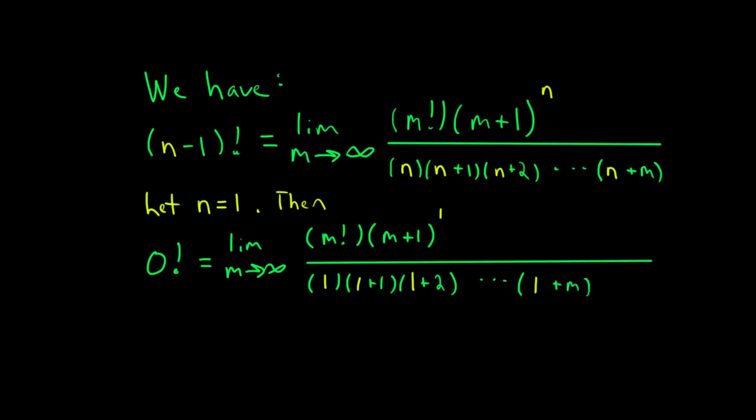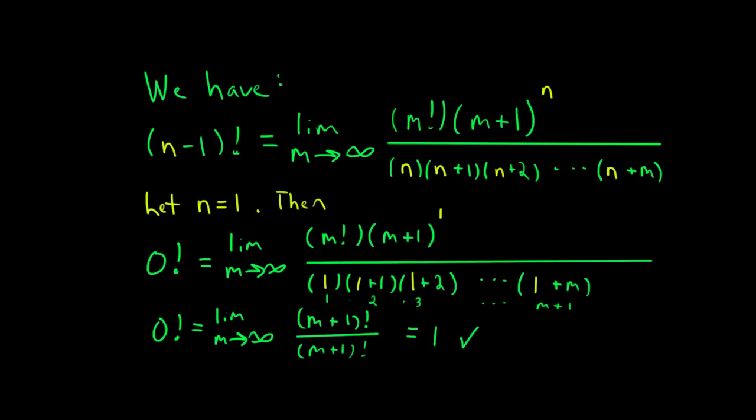Looking at the numerator here, m plus 1 times m factorial, I'm just writing that out again, 0 factorial equals this limit as m approaches infinity. M plus 1 times m factorial is m plus 1 factorial. And if you look at the denominator, 1 times 2 times 3 all the way up to m plus 1, that's also m plus 1 factorial. It cancels and equals 1.